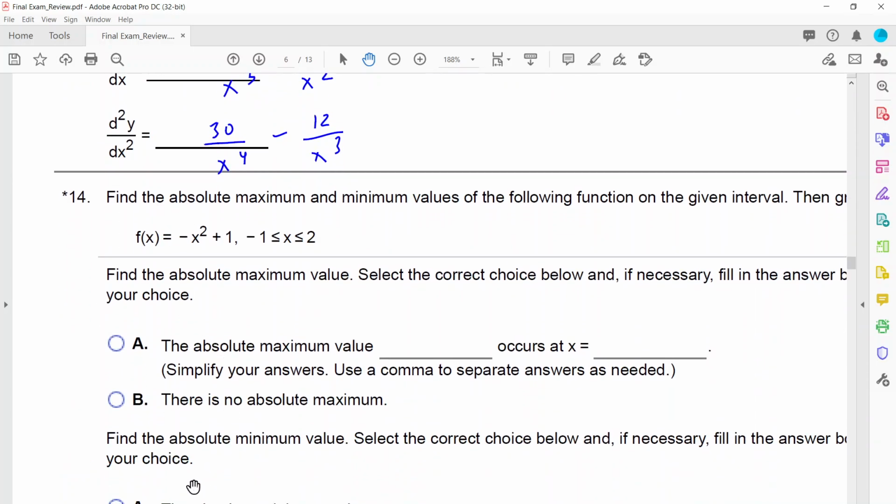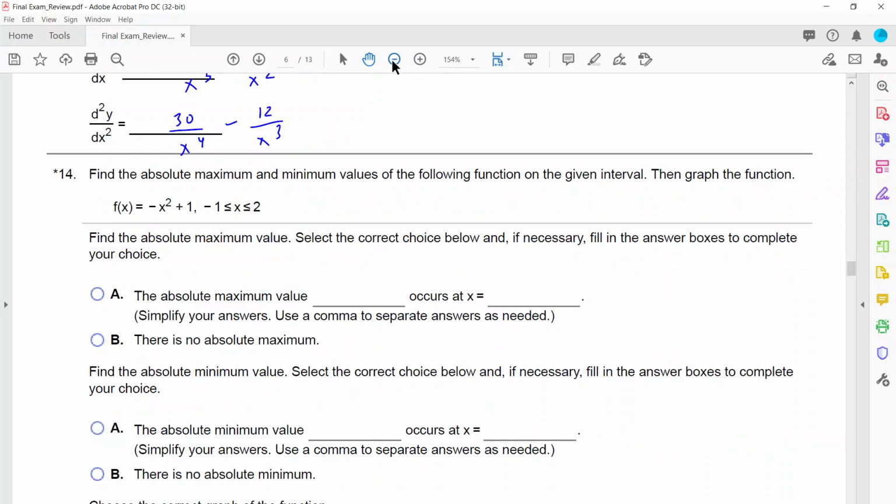Okay, so next problem: find the absolute maximum and minimum value of the function on the given interval. If you are given a function and the interval is a closed interval, then there is always a possibility of finding the maximum and minimum value by finding the critical points, because the absolute maximum or absolute minimum value occurs either at a boundary point or at the critical points.